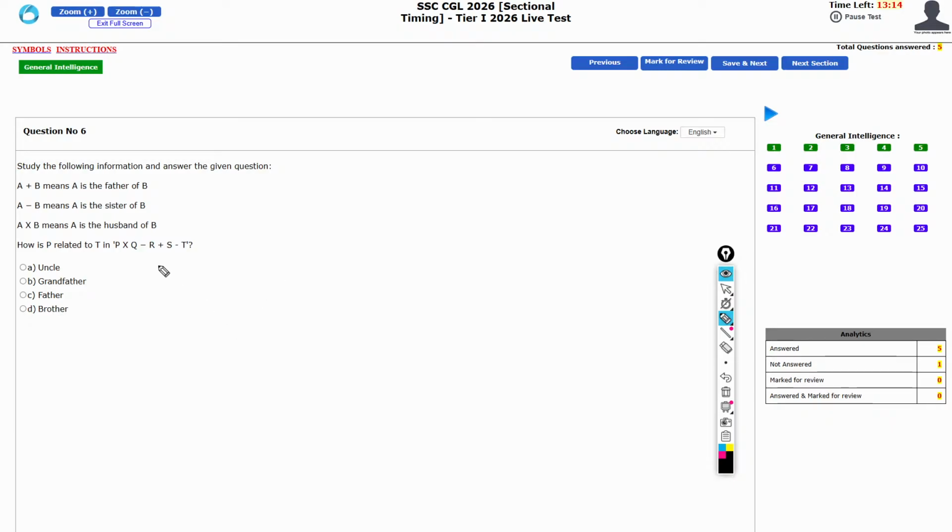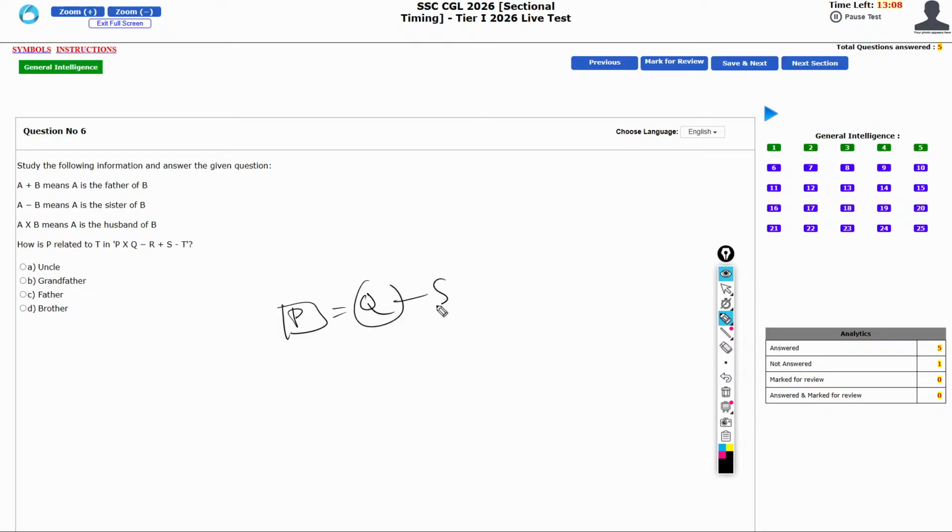P related to T. P cross, P is husband of Q. Q minus, Q is sister of R. R plus means R is father of S. S minus means S is sister of P. So P is uncle.